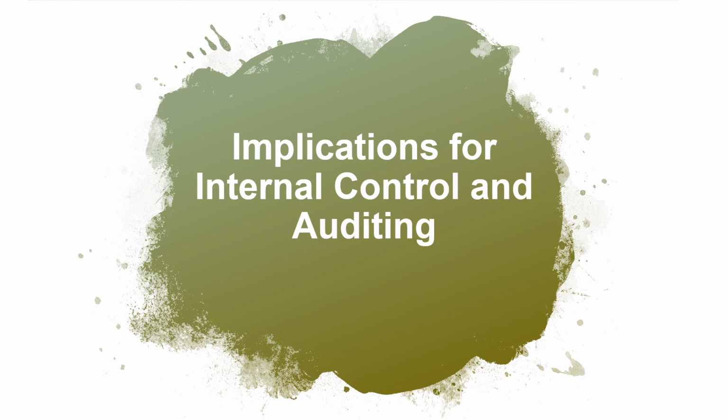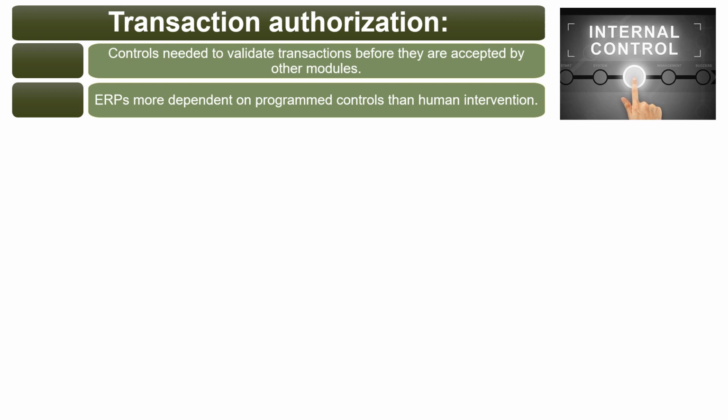Implications of ERP system for internal control. The first ERP implication for the internal control activities is transaction authorization. The controls needed to validate transactions before they are accepted by other modules. So meaning that the controls should take place to validate transactions in the accounting software or other software or applications. So it should be validated before it's accepted into the ERP system or other modules.